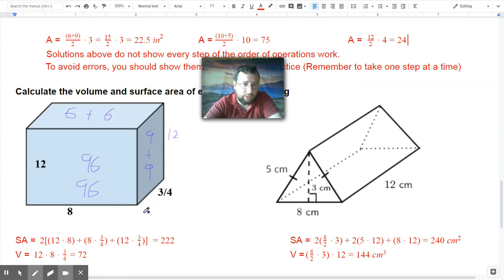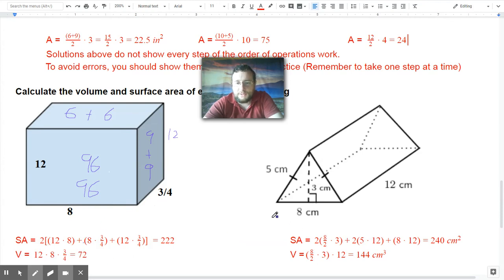And remember, you can use calculators. So you can just do 6 plus 9 plus 9 plus 96 plus 96 and get your answer. Or you can write an expression like this and work it out. Whichever way you do it, make sure you do it carefully so you find your answer. For volume, I just multiplied 12 times 8 times 3/4, and that gives you 72.